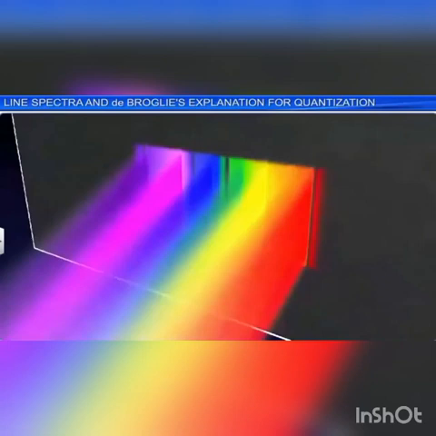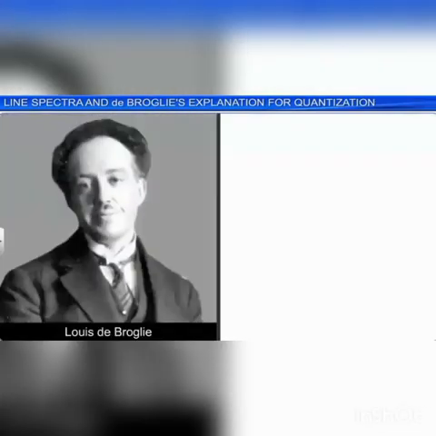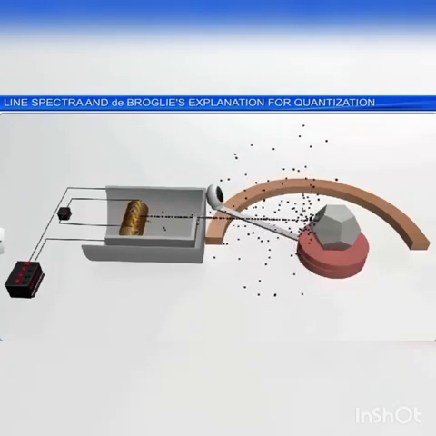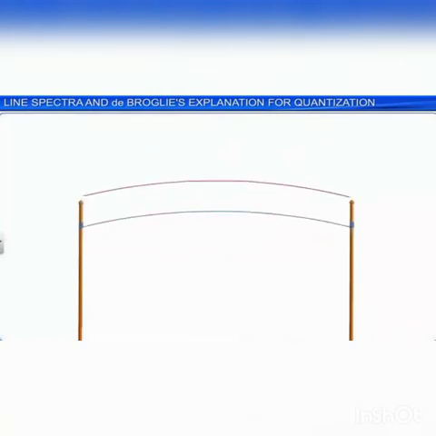But Bohr's second postulate was a puzzle for 10 years, till Louis de Broglie explained it in 1923. Until then, no one could explain why the angular momentum should be an integral multiple of h by 2π. We have learned from the Davisson-Germer experiment that material particles like electrons, protons, neutrons, etc. possess a wave nature, which was actually proposed by de Broglie. Let us now understand how de Broglie explained Bohr's second postulate.